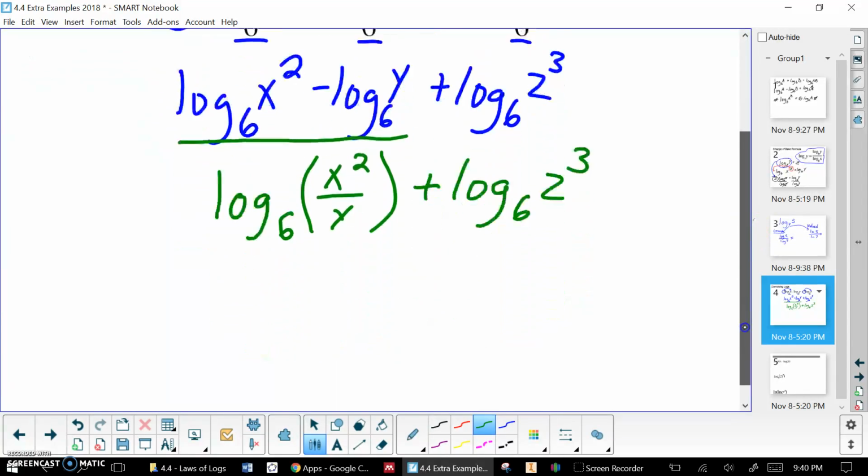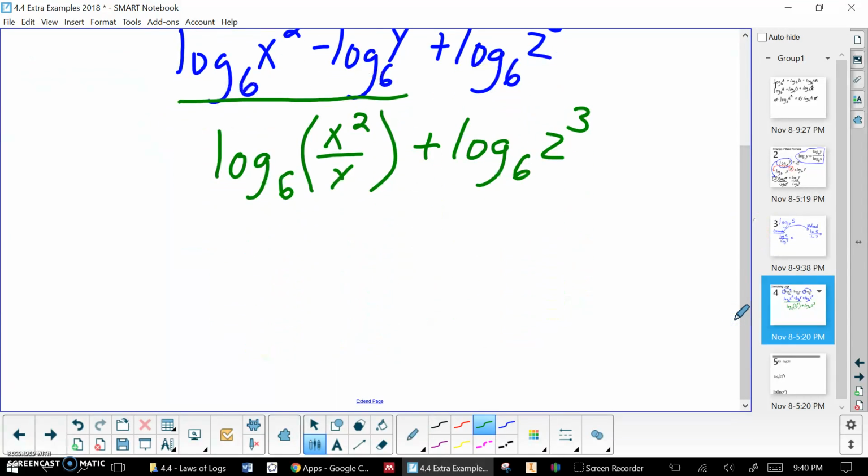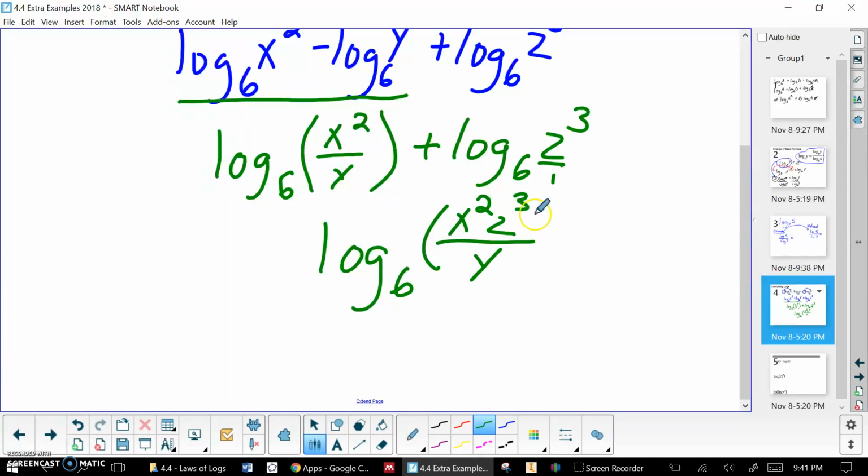And then finally, since I'm adding these logarithms, that's going to turn into a multiplication problem. And so keep in mind that's z over 1 right now, so when I multiply these, I'd multiply x squared times z to the third on the top, y times 1 on the bottom. And so when I combine these, I'd have log base 6 of x squared z to the third, divided by y. So depending on what I want to do, sometimes combining the logarithms into one is going to be useful. We'll see that when we start solving equations. Sometimes splitting them up is useful, and you'll see some of those in your homework too.